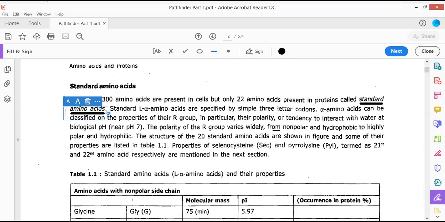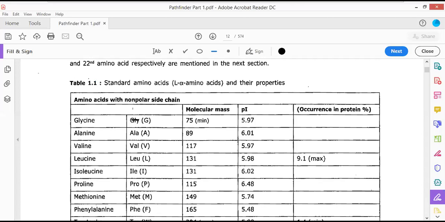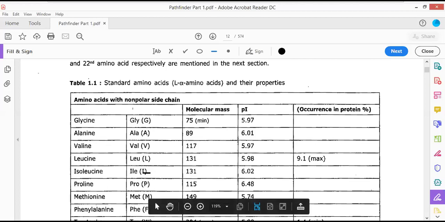Now, the standard amino acids given here are the 20 different types that you can find. You must remember their triplet letter and their singlet letter. There is no trick to remember them. You will have to mug them up, or just cram them. For example, glycine has GLY, G. It has the lowest molecular weight, the simplest of all amino acid residues. I've already told you: alanine, valine, leucine, isoleucine, proline, methionine, phenylalanine.